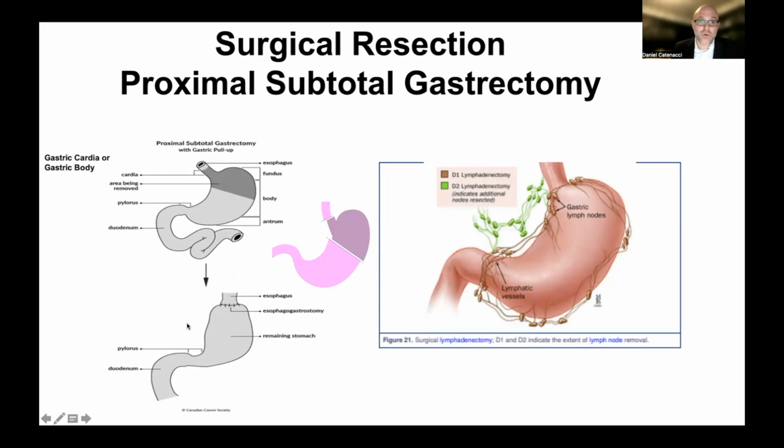We'll get to that as well when we talk about dumping syndrome and what types of procedures have a higher risk of getting dumping syndrome. You can imagine, though, that in the cancers where you're removing the pylorus sphincter and not having a lot of reserve as a stomach, you'll have a higher risk of getting dumping syndrome. Again, D2 lymphadenectomy is performed.